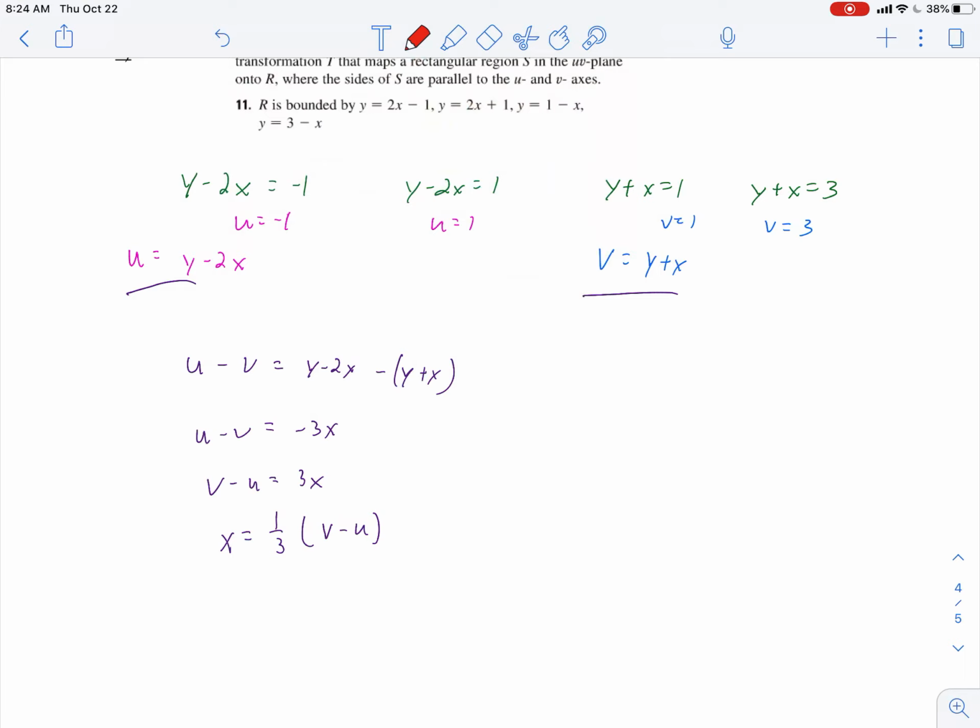Do the same thing for y. All right, now we want to get rid of an x. We can just subtract 2x, so we can say u minus 2v.